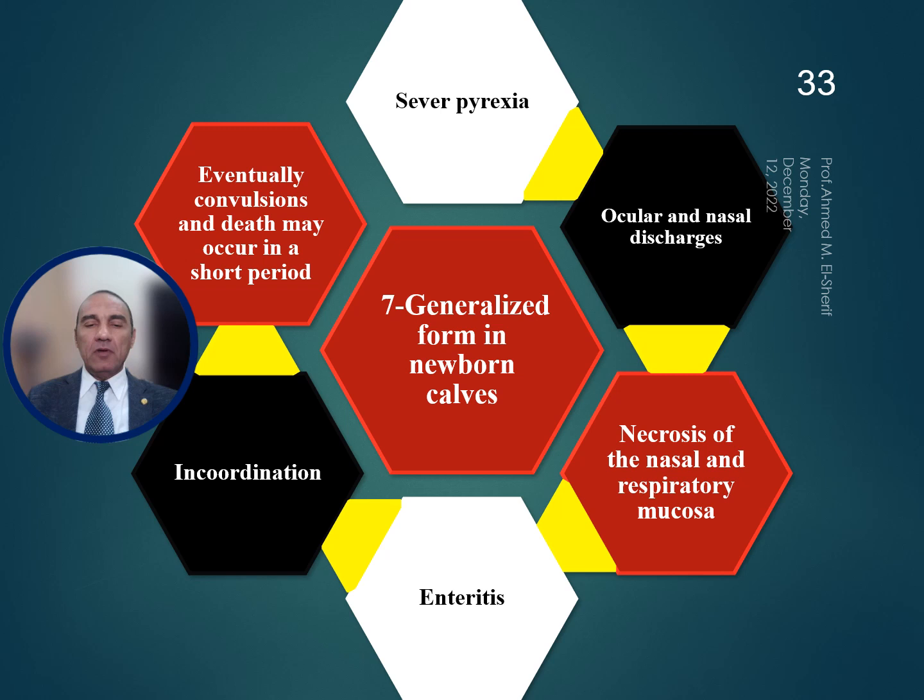The seventh form of IBR infection is the generalized form that is reported in newborn calves. Newborn calves suffer from severe pyrexia, ocular and nasal discharges, necrosis of the nasal and respiratory mucosa, enteritis, incoordination in movement, and eventually convulsions. Deaths may occur in a short period.